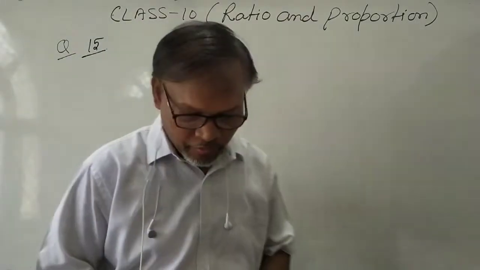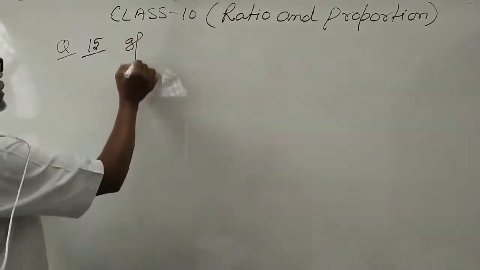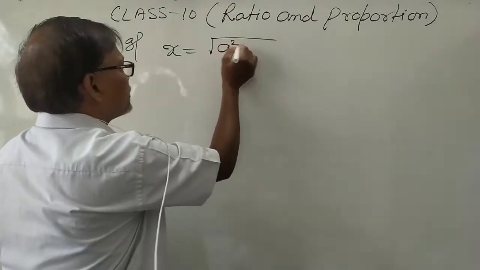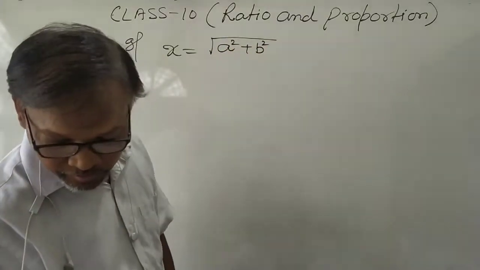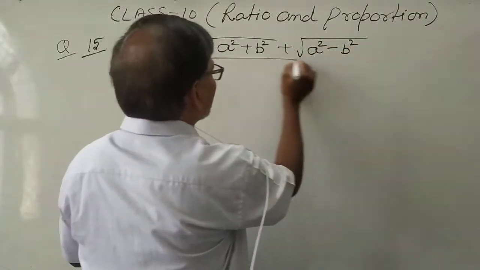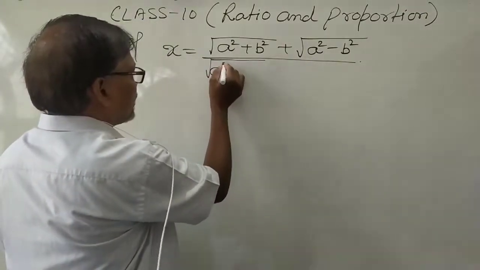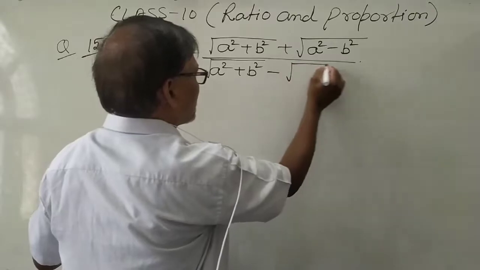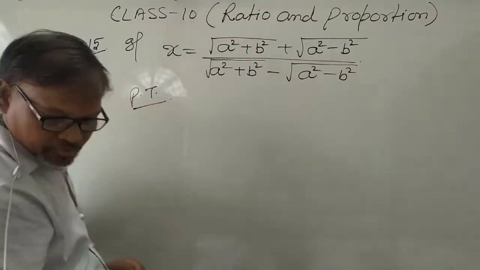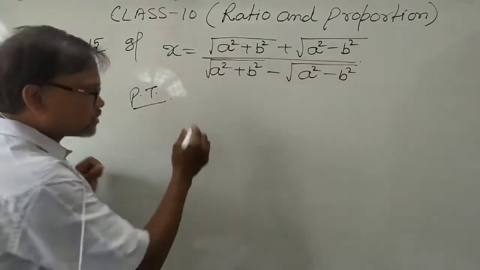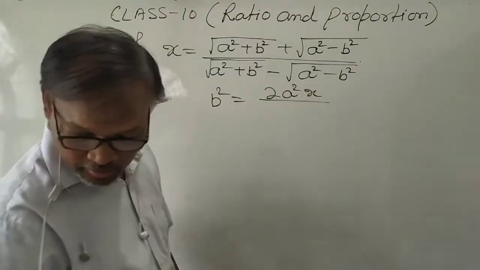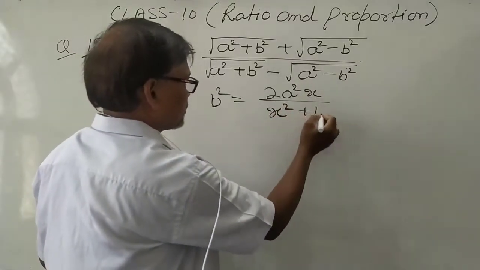Question number 15. If x is equal to (under root a square plus b square plus under root a square minus b square) whole upon (under root a square plus b square minus under root a square minus b square). Prove that b square is equal to 2a square x upon x square plus 1. This you have to show.